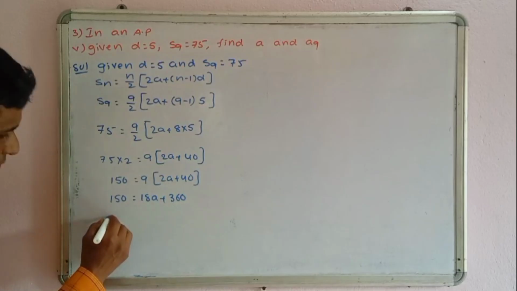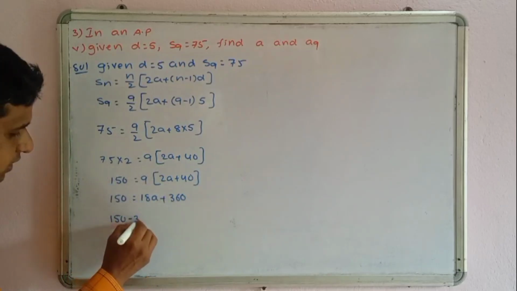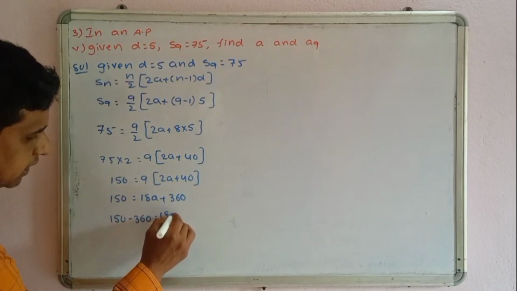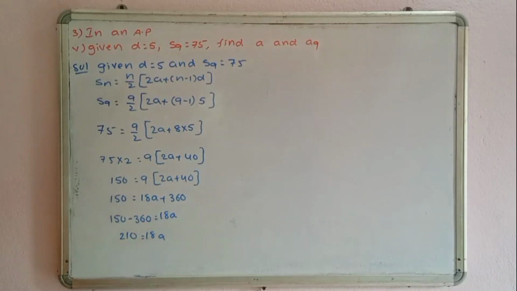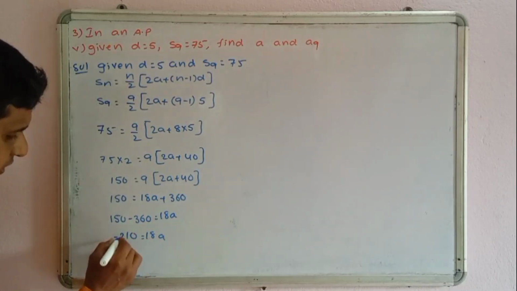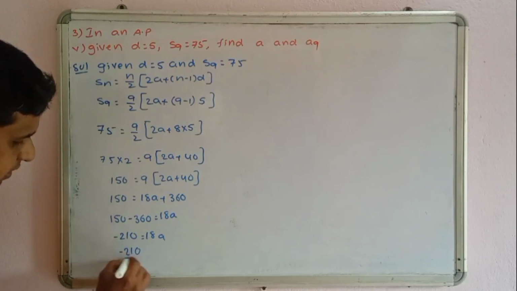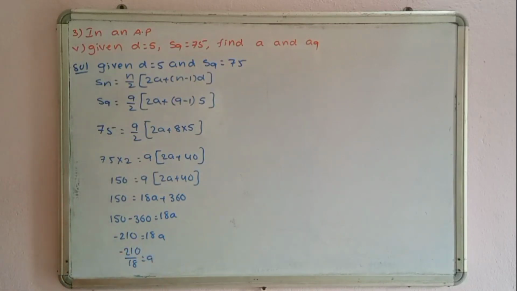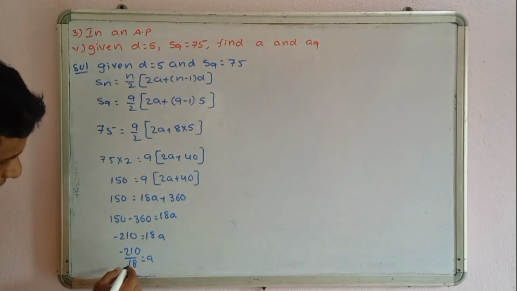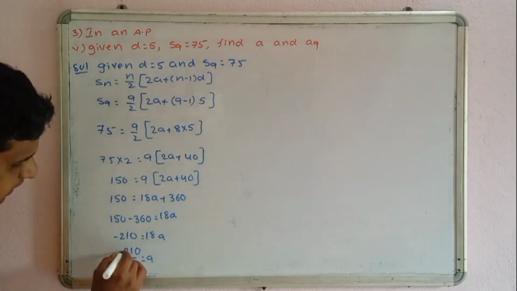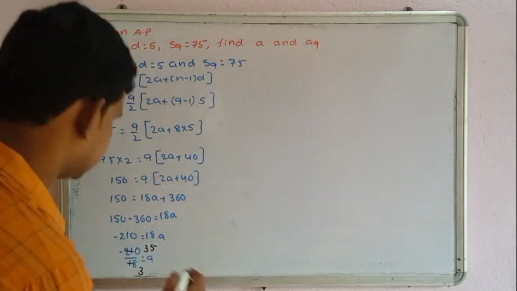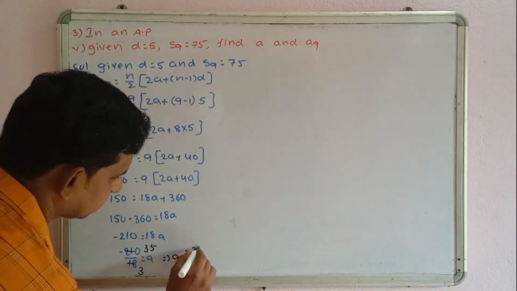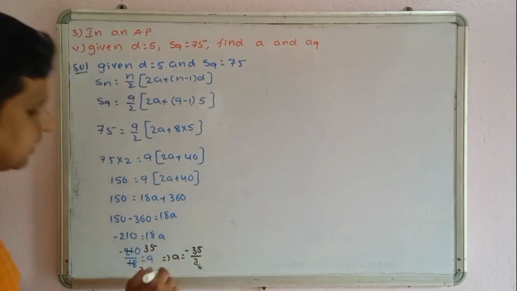Okay. Now 150, 360 transpose to the right side, minus 360 equals to 18a. So 0 minus 0 is 0, 6 minus 5 is 1, 3 minus 1 is 2, equals to 18a. Okay. Now minus 210. So minus 210 by 18 equals to a. Okay. See the 3 table, 6 table. 6 3s are 18, 6 5s are 30. So a equals to minus 35 by 3.